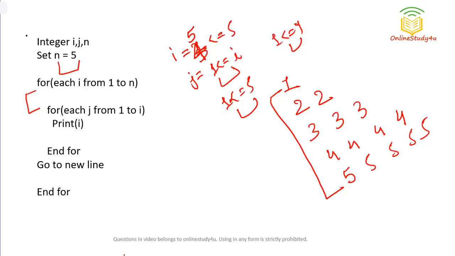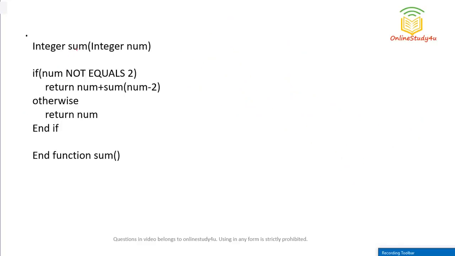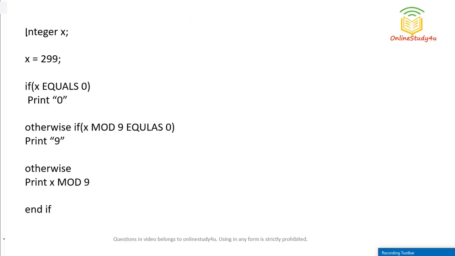Let's see our next question. For this one I forgot to mention the num value. That will be 10. Okay, so the num value is 10. Now you all have to tell what will be the answer for this particular pseudocode. You all have to comment the answer, right? So that is kind of your homework. Let's see our next question.